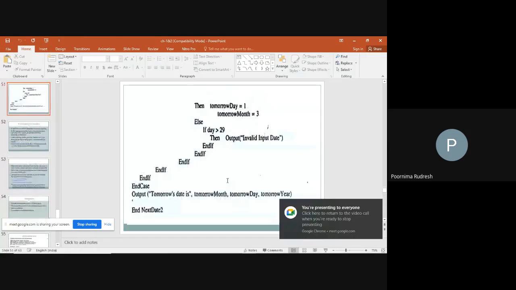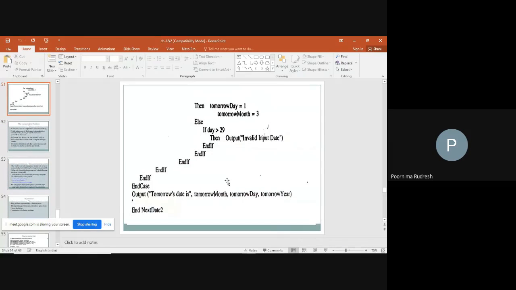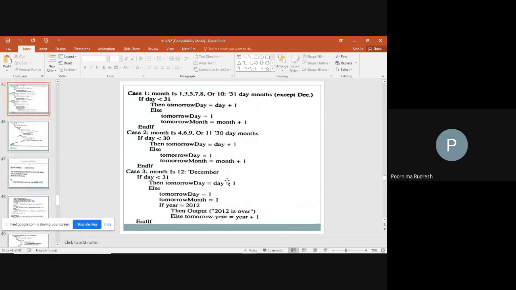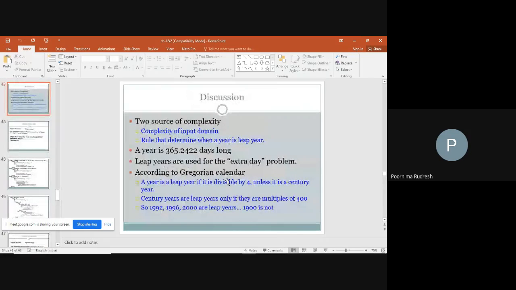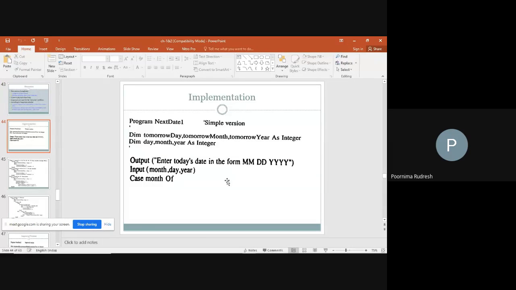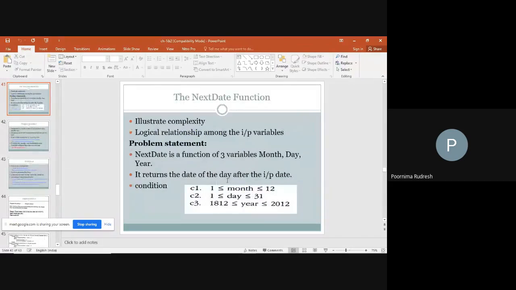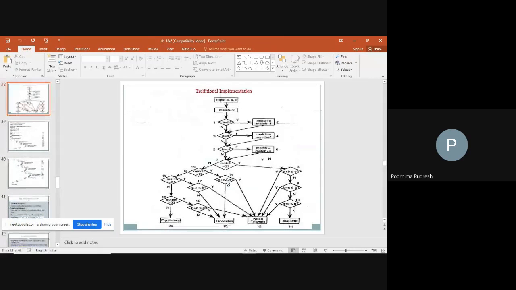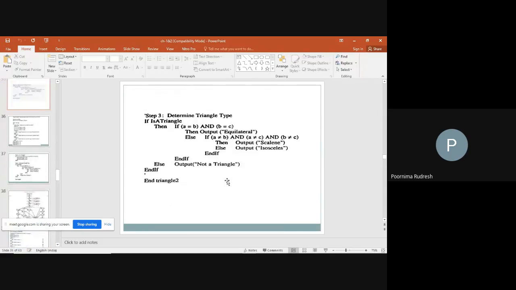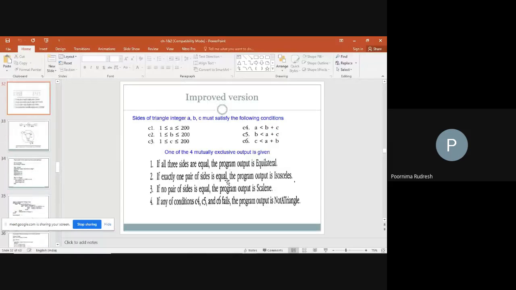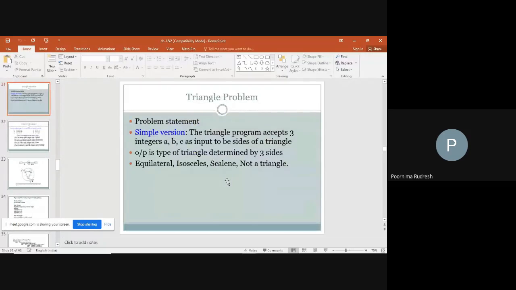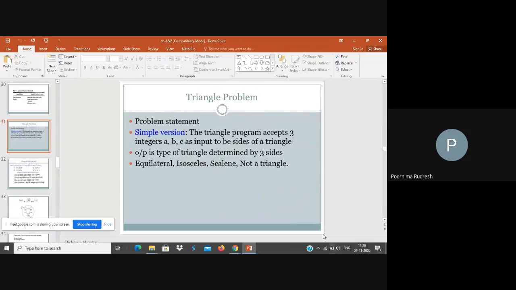In the last class, I started the pseudocode chapter, right? And I explained this one problem. In this pseudocode chapter, I said we are going to study 3 types of problem. One is the triangle problem, second one is the next date function problem, and third one is the commission problem. Yesterday I explained the triangle problem. Can anybody tell me what the triangle problem is and how it is solved?